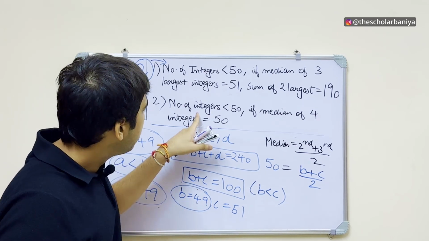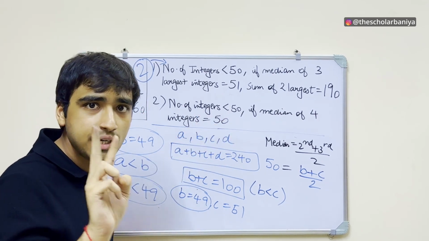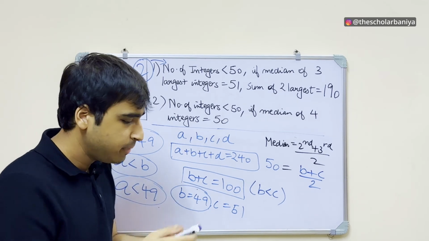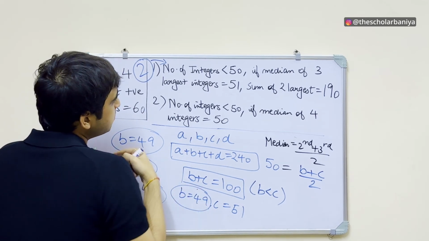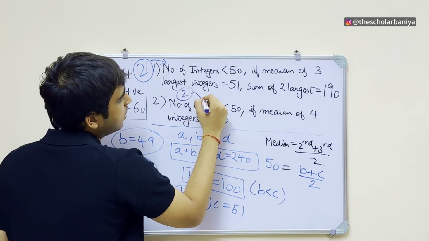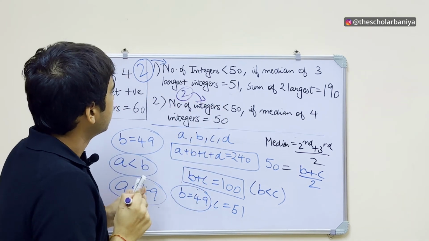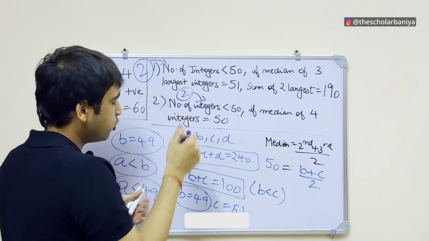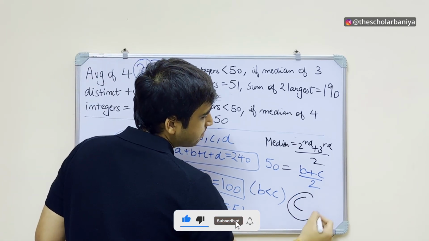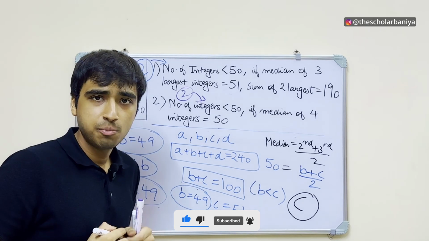So how many integers are less than 50? Only two, which are A and B. I hope this is clear. So the answer for this part is also 2. Since this is 2 and that is 2, both of them are 2, the final answer becomes C. I hope this is absolutely clear.